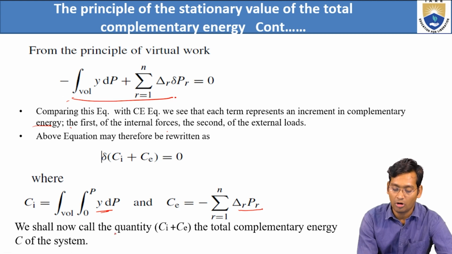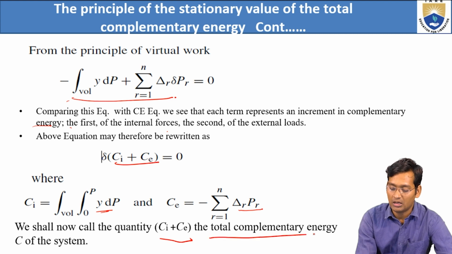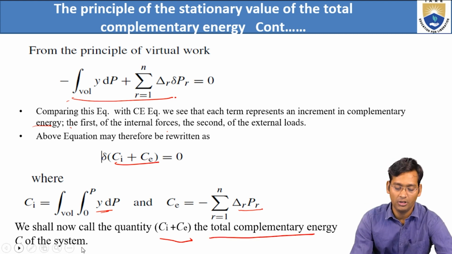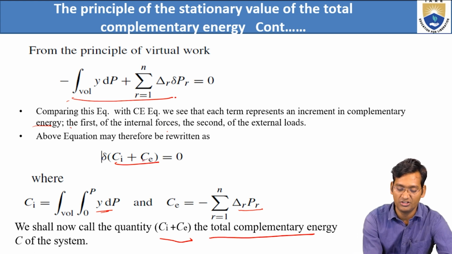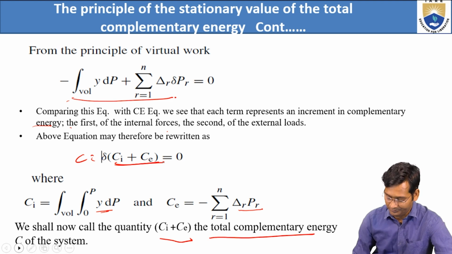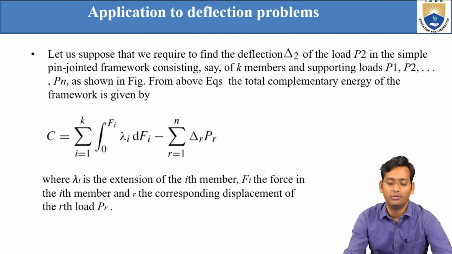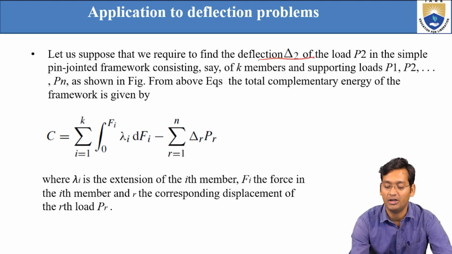We shall now call the quantity Ci plus Ce the total complementary energy C of the system, so C equals the sum of these two, Ci plus Ce. Now, application to the deflection problem. Let us suppose that we require to find the deflection at delta 2.